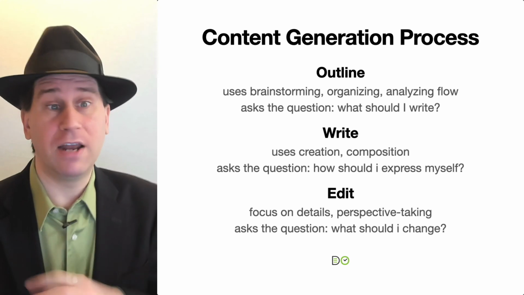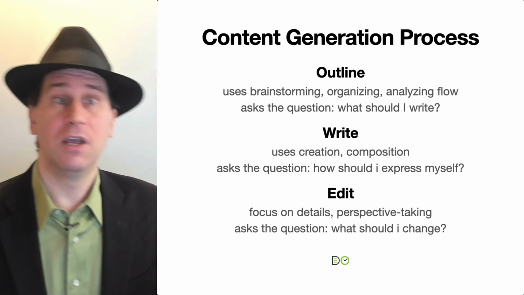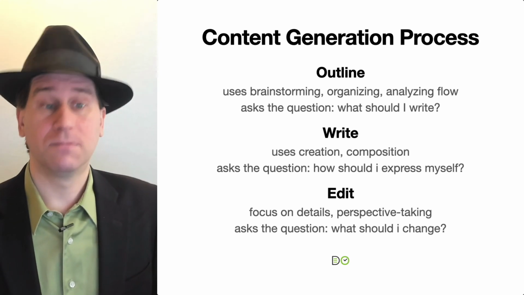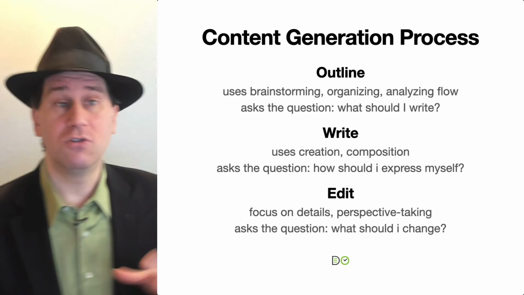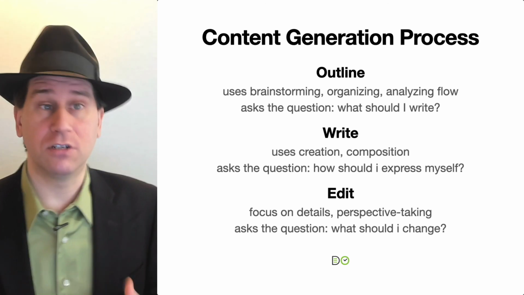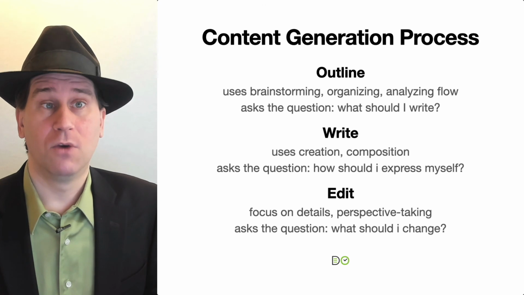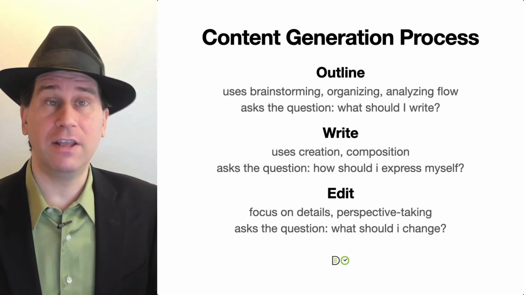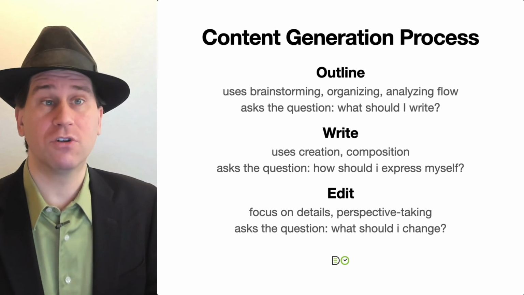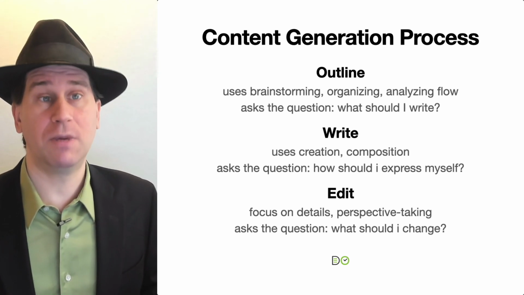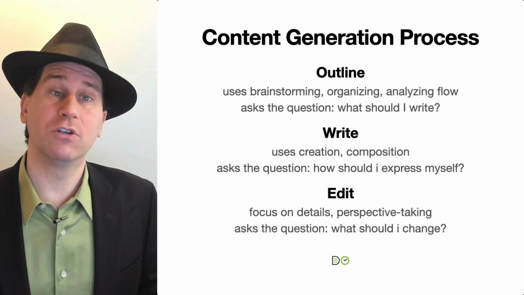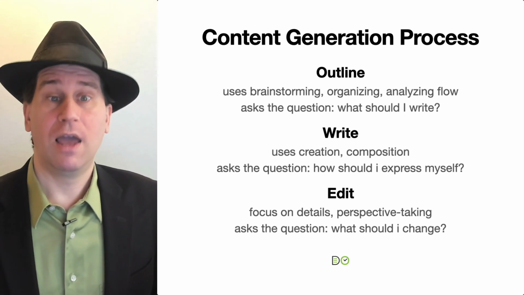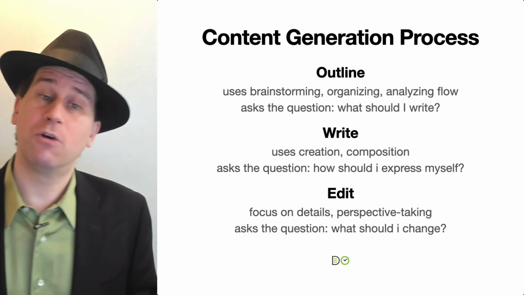I might even divide outlining into brainstorming first, then organizing those thoughts. The writing phase uses this creation composition thinking mode, where I'm actually then figuring out how do I want to express my thoughts. And then finally, the edit phase is where I need to then focus on the details, take an outside perspective and say, how is someone else going to perceive what I just wrote? And the question there I'm asking is, what do I want to change?